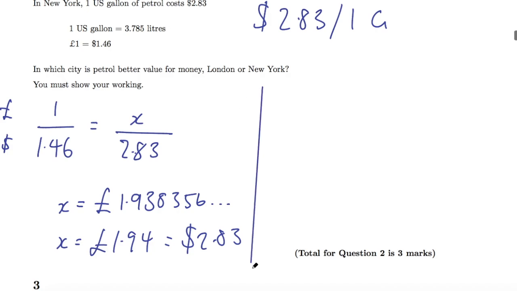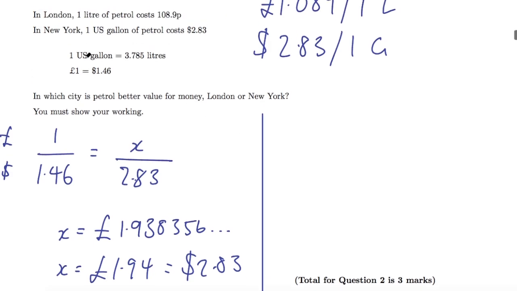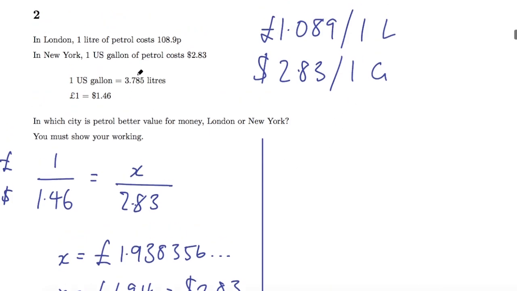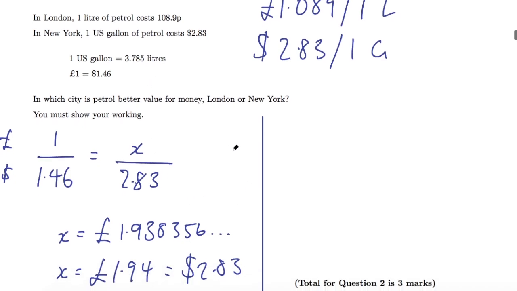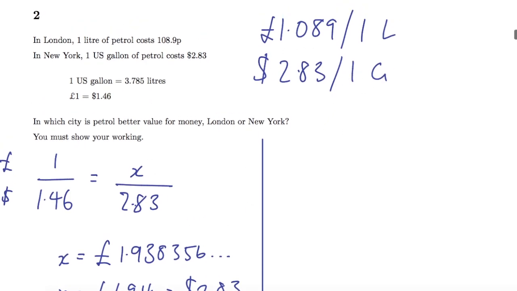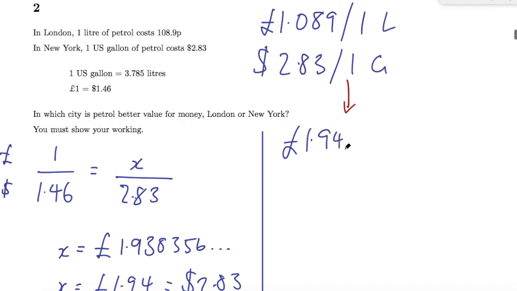Okay, and then what I need to do is to change the gallons into litres as well. So 1 gallon, well, that's already done for me. I know what 1 gallon will be, 3.785 litres. So I have a new ratio. This is going to equal £1 and 94 pence per 3.785 litres.